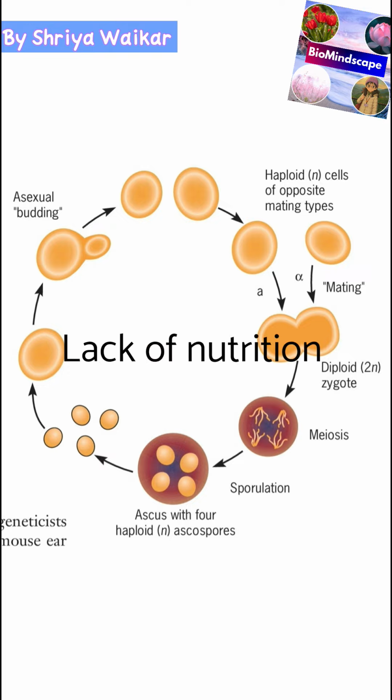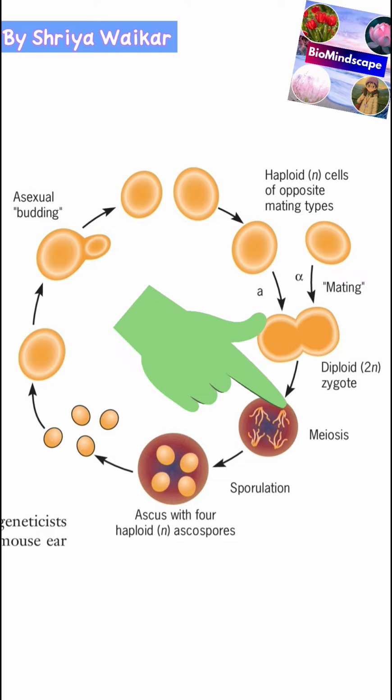The meiosis, that is a reduction division. Here the diploid cell undergoes meiosis, the chromosome number reduces from 2N to N, from diploid to haploid, and genetic variation is created. Now the sporulation process is happening.